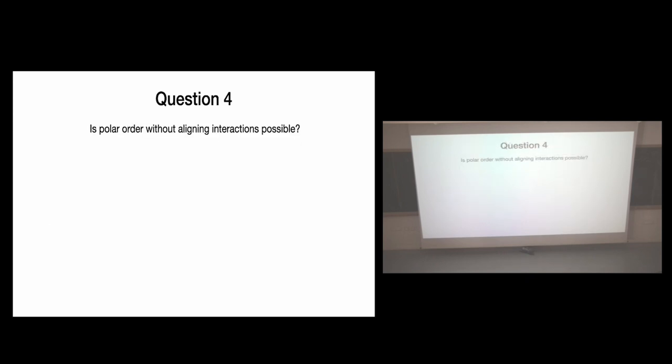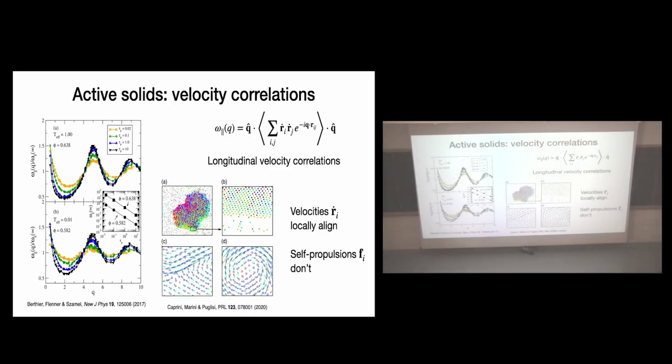So now another question: is polar order without aligning interactions possible? Yes? How many yes? How many no? Okay. And the answer, if we frame the question in this way, is actually no.